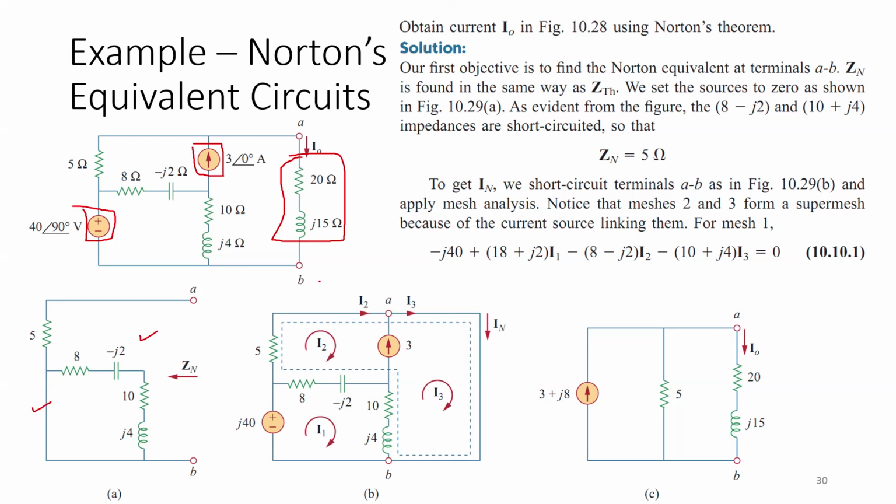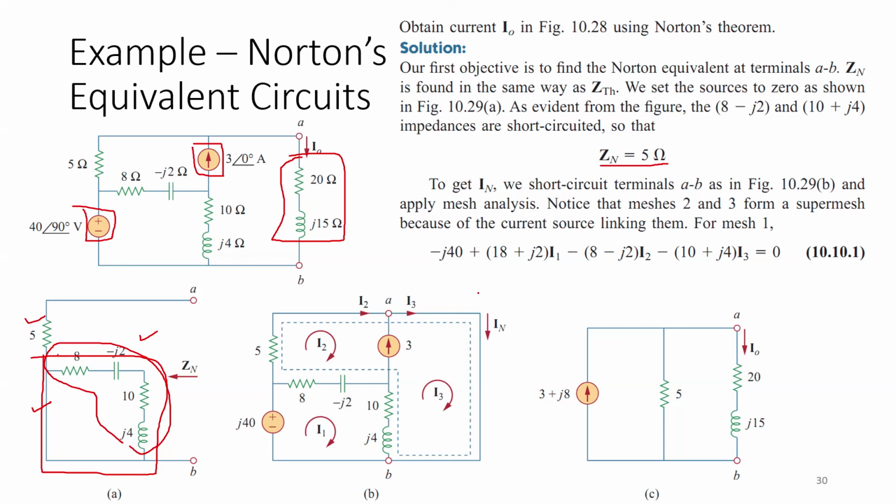The Thevenin equivalent impedance or Norton equivalent impedance can be found very easily. All these impedances are short circuited by this branch, so this impedance would be 0 here, and only the 5 ohm resistance will be equal to the Norton or Thevenin equivalent impedance in this case.